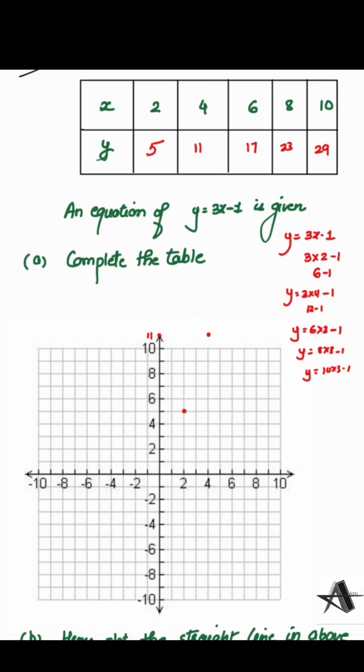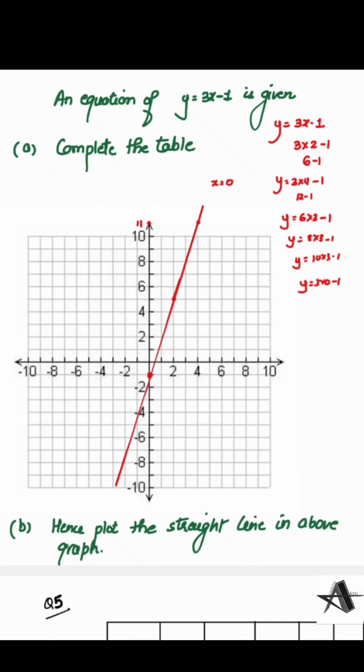Let me put x equals 0. At x equals 0, 3 times 0 is 0, minus 1. Y is minus 1. So y will be minus 1 at x equals 0. That means this point. So at least we got our third point. Join them together, you will get the straight line. This is our required straight line.